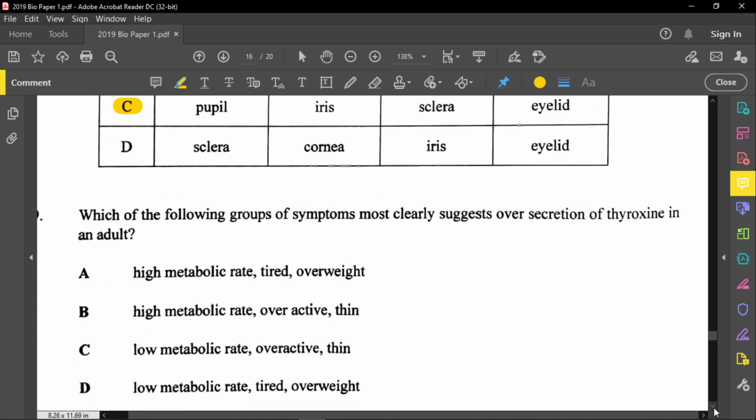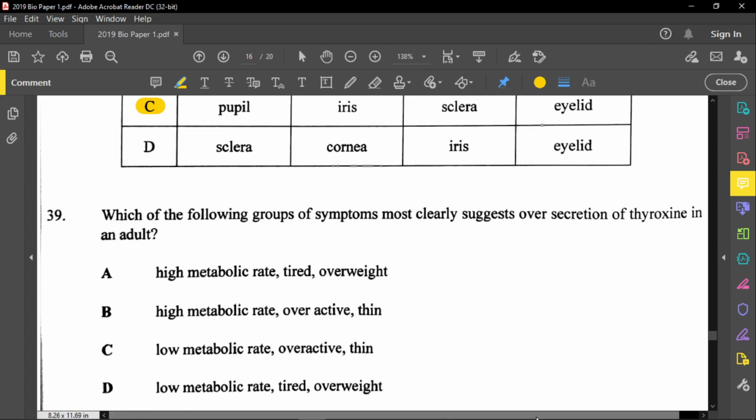All right, so this is question number, let me see, what question is this? Question number 39. Question 39 reads: which of the following groups of symptoms most clearly suggests oversecretion of thyroxine in an adult?